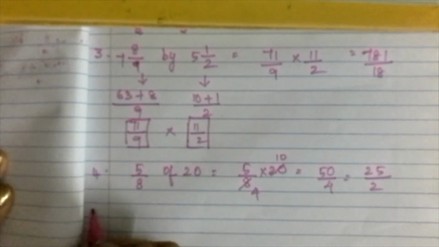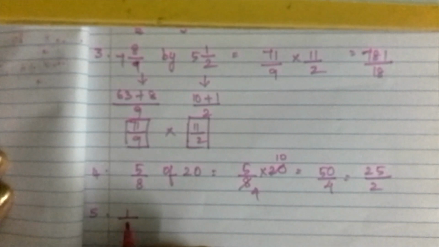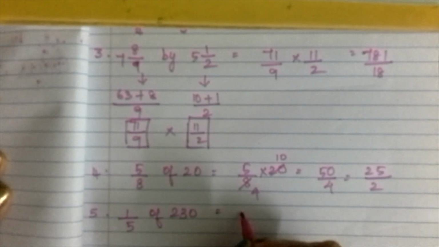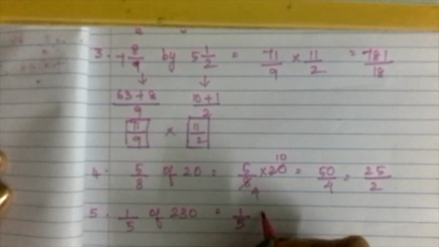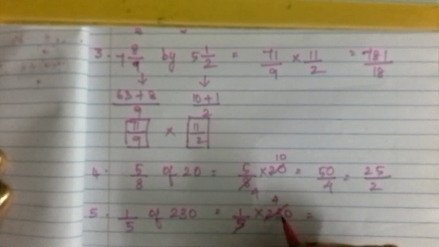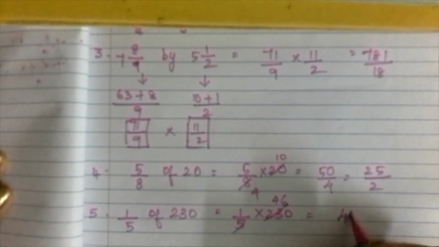Again, the next sum is 1/5 of 230. It's the same thing. So it will be 1/5 into 230. You can just simplify. 5 4s are 20, 3 6s are 18. The answer will be 46.